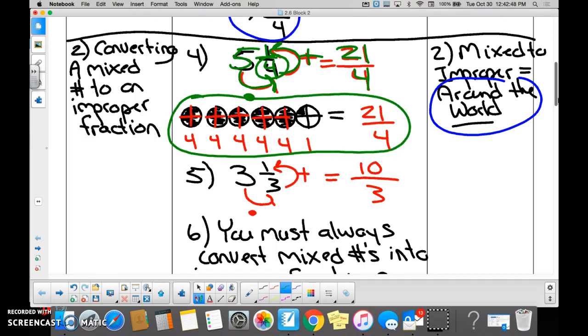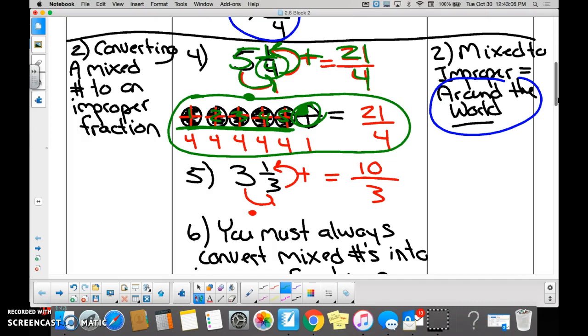How many whole pizzas do you have here? 5. 1, 2, 3, 4, 5. How many parts of a pizza do we have? 1/4 right here, right? Okay? So we have 5 1/4. That's where that 5 1/4 comes from.